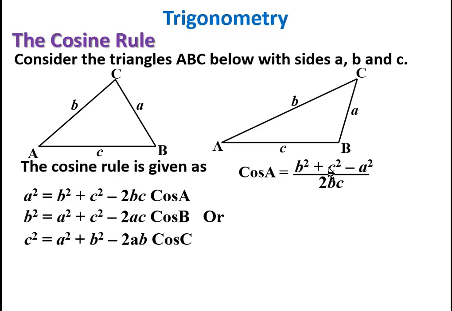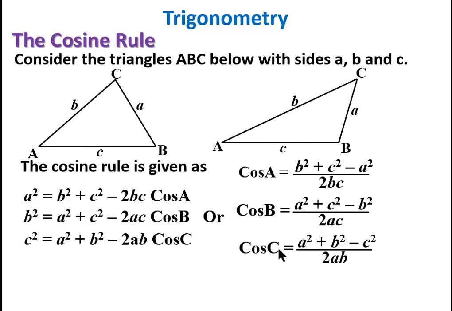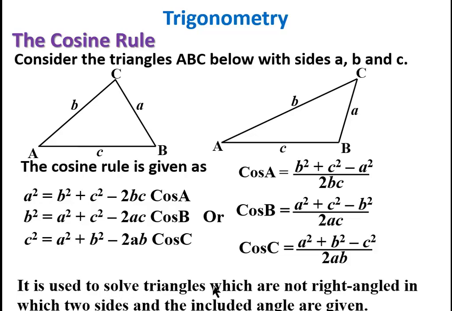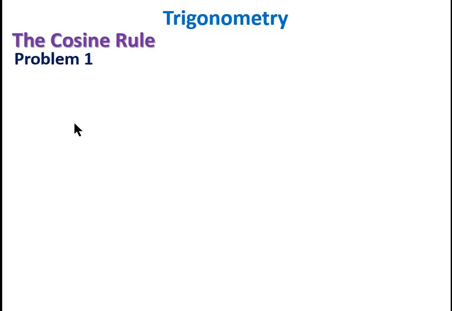Or we use the other version for calculating the angles. For angle A, cos A is B squared plus C squared minus A squared over 2BC. For angle B, cos B is equal to A squared plus C squared minus B squared over 2AC. And for angle C, cos C is equal to A squared plus B squared minus C squared over 2AB. So this rule is used to solve triangles which are not right-angled triangles, in which two sides and the included angle are given. So we take our first problem.